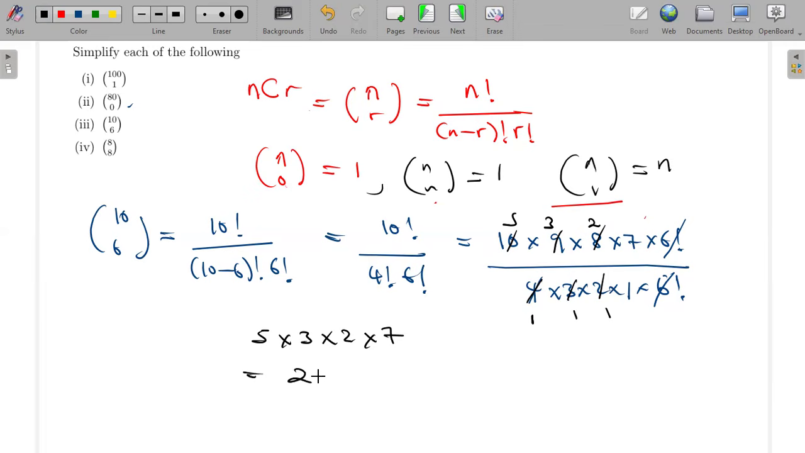That is going to give me 210. So down there I just have 1. So 210 divided by 1 just gives me 210. Okay, so that is what I get for this one.